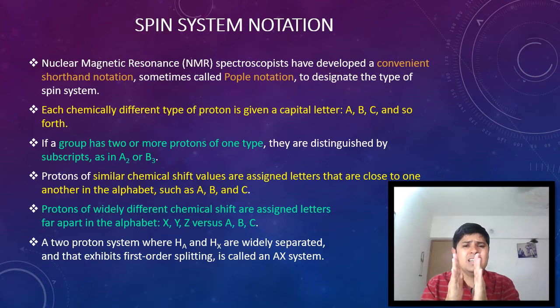When there is a very small difference in their chemical shift, this will be A type of spin system and this will be B type of spin system. Suppose A has 3 protons, then this will be A3. Suppose B has 2 protons, this will be B2. Or if this has 2 protons, this will be A2, or if this has 3 protons, this will be B3, like that.